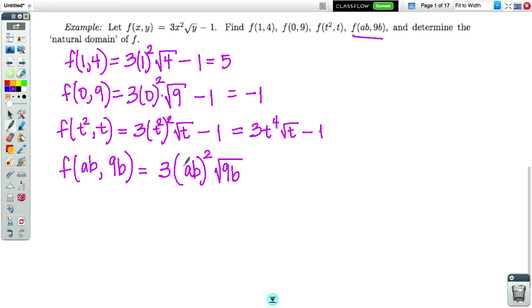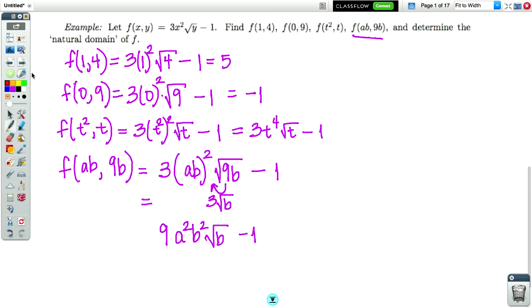Let's see, 3x squared times the square root of y, and then all of that minus 1. And again, I'm not going to simplify very much. The only things that I'm going to do here: I'm going to say AB quantity squared is going to be a squared b squared, and also I'm going to pull this 9 out of the square root and make it a 3. So that's going to give me 3 square root of b right here, but then I'm going to multiply this 3 with this 3, so I'm actually going to get 9 a squared b squared, square root of b, all of that minus 1. So same thing we do with regular old functions.